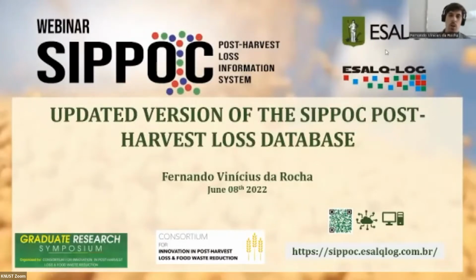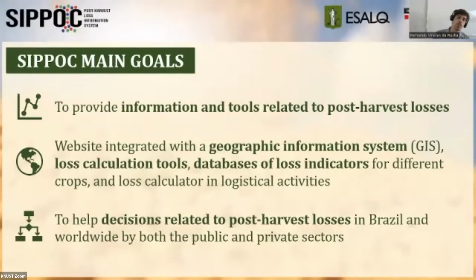So what is the goal of SIPOC? SIPOC is the Post-Harvest Loss Information System. We call it SIPOC, here in Brazil. And the main goal is to provide information and tools related to the post-harvest losses in Brazil and for many countries, for different crops and for different supply chain levels. So SIPOC is a website that integrates GIS tools, a grains loss calculator, and a huge database of food loss and food waste with food loss and food waste indicators.